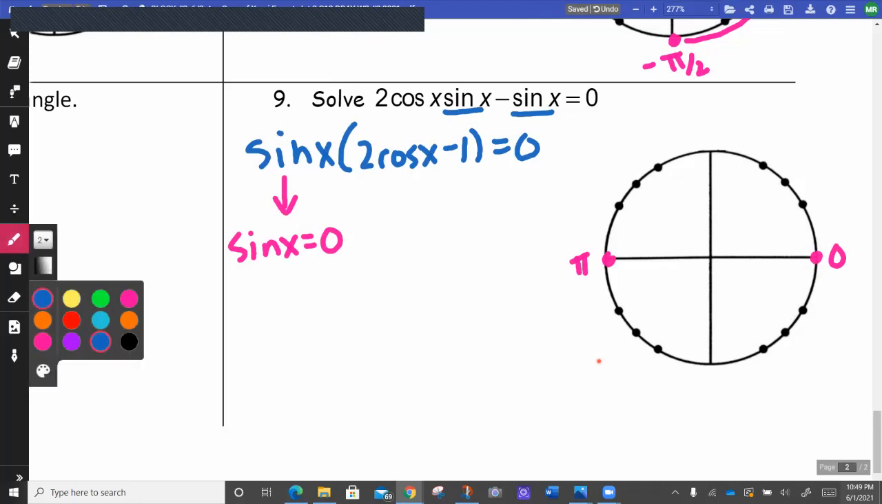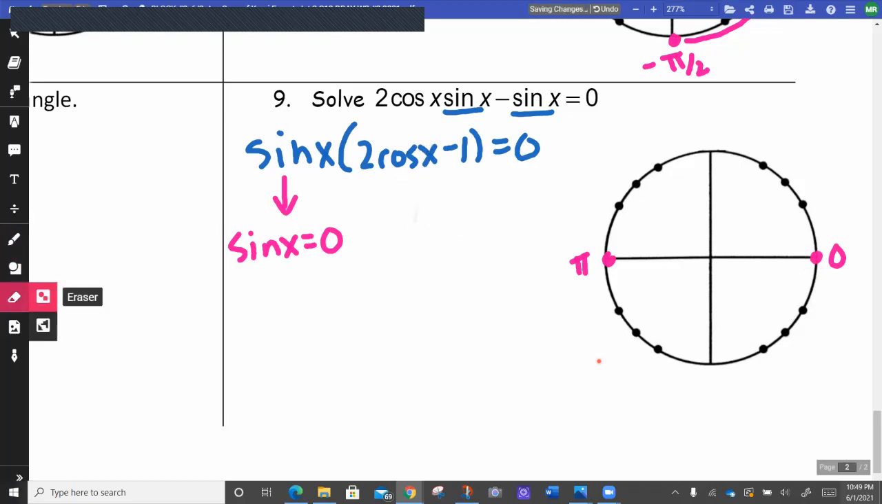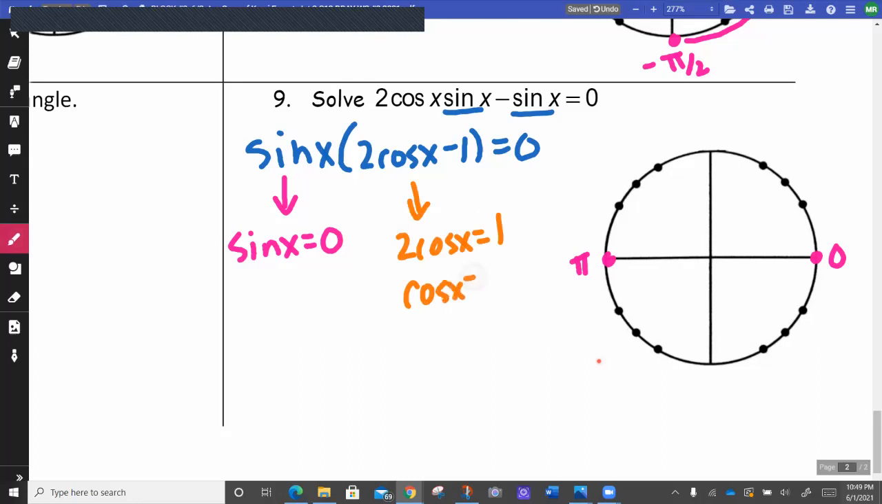And then if I'm trying to solve this, this is going to be 2 cosine x equals 1, so cosine x equals 1/2. And so my cosine is 1/2 at the special triangle, which is going to put me here, which is pi thirds, and also down here, which is 5 pi thirds.